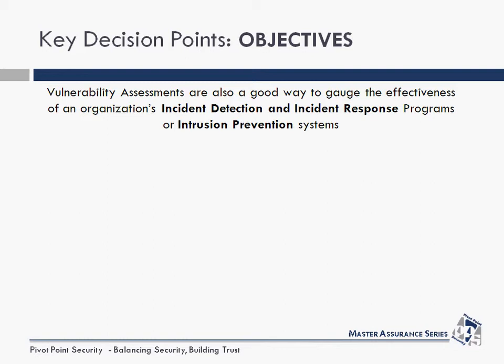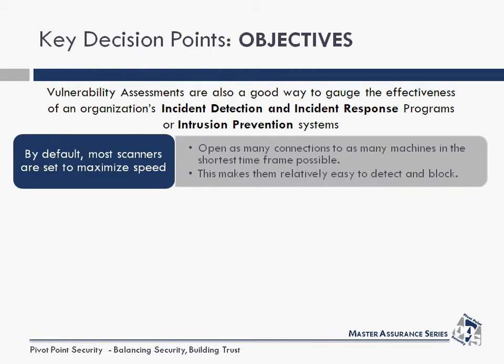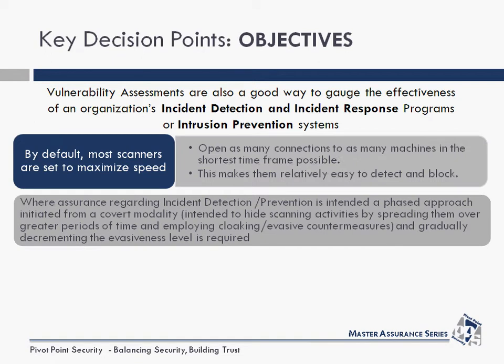One of the oft-overlooked advantages of an NVA is it's an excellent way to gauge the effectiveness of your incident detection and/or incident response programs. Also assess your IPS. In order to do that, you have to be aware of one issue. Scanners by default are set to maximize speed, which makes them very easy to detect, also very easy to block. So if you want to use your NVA as a mechanism to determine whether or not your security incident detection is good, really what you want to do is run the scanner in a highly covert mode, and then gradually decrement the evasiveness level until your activities are actually identified.